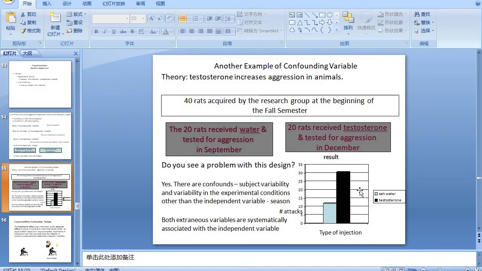This way you have two confounding variables. One confounding variable is related to the environment, the conditions under which the experiment is conducted, the time of the year. And then another confounding variable is associated with individual differences in the subjects. The age of the rats in the two groups differed consistently. You have to control for these confounding variables.